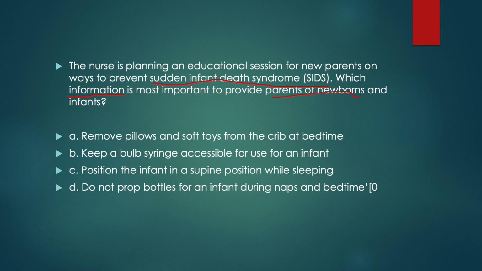Let's see. Remove pillows and soft toys from the crib at bedtime. We should never have them in the crib, period. Keep a bulb syringe accessible for use for an infant. Okay, principle 6. Can you elaborate? Like, keep a bulb syringe accessible for use for an infant where? Right, you're not giving me all the information I need to clarify. If I have to clarify a statement or question it, it's not good.